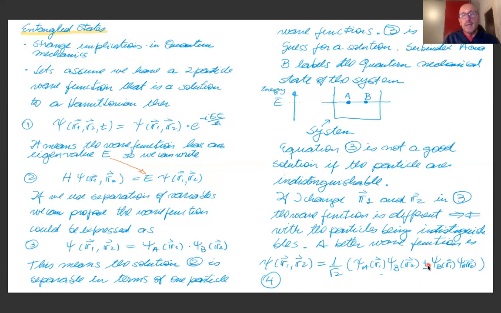If I have a minus sign, which is the other option, if I reverse the particles, the total wave function changes sign. There's a minus sign in front. And if I square that, the minus sign is gone. So these two functions, with plus or minus, and the B and A interchanged, are good wave functions for indistinguishable particles.